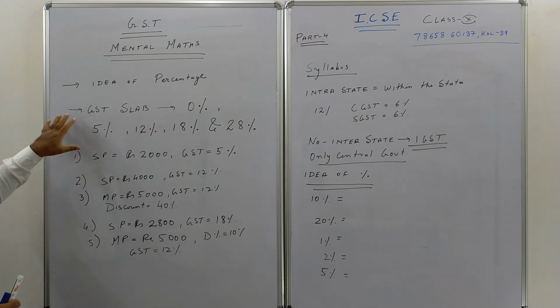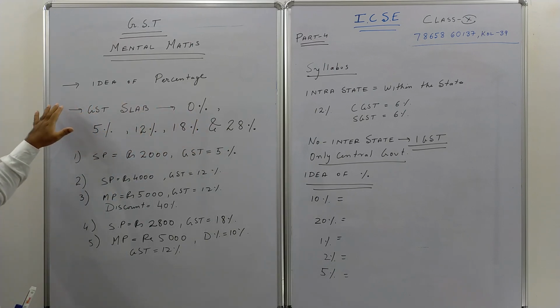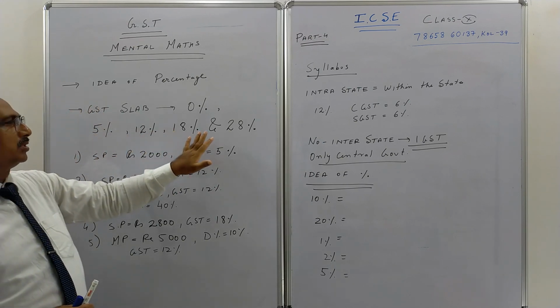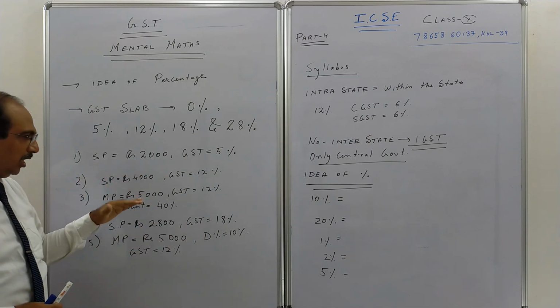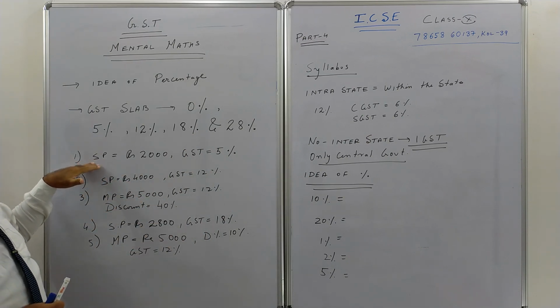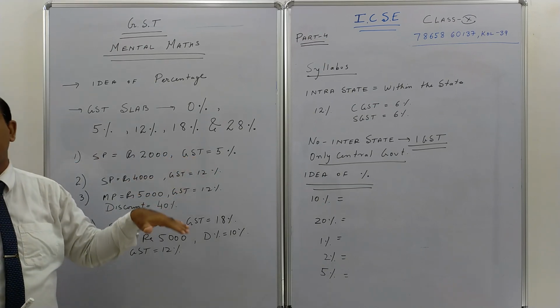So first we will see the various GST slabs. Some items have 0%, so you can see there are 5 slabs for GST: 0%, 5%, 12%, 18% and 28%. Then here we are going to do various sums. When the selling price is 2000 and GST is 5%, how will you get it without pen or paper?